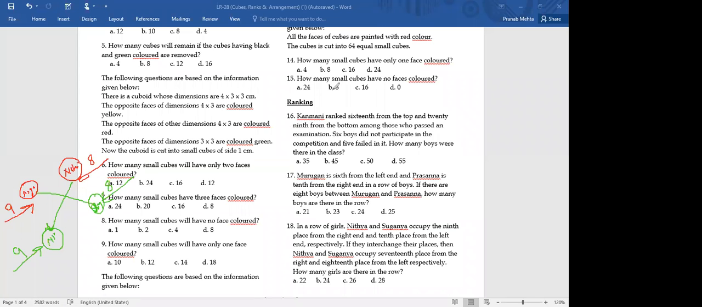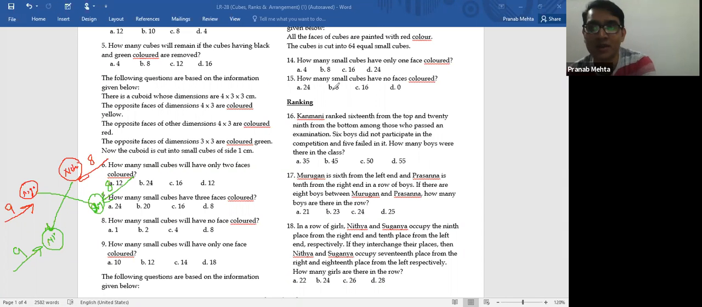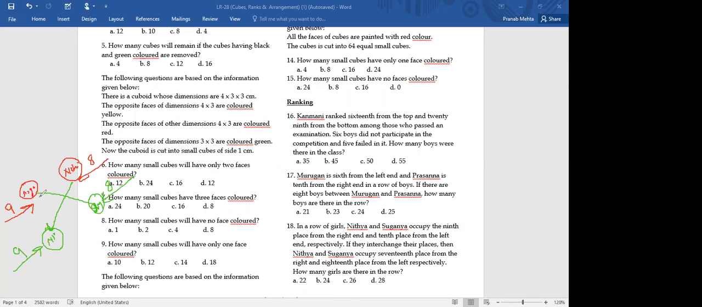Yes, sir. Look, if I interchange the position, the number of people on the left-hand side and the right-hand side won't interchange, because they are still occupying their positions. We are just shifting the position: Suganya is brought to Nitya's position and Nitya is brought to Suganya's position. So the number of people on the left-hand side won't change. Is this point clear? Yes, sir. Good, because now is the important part.